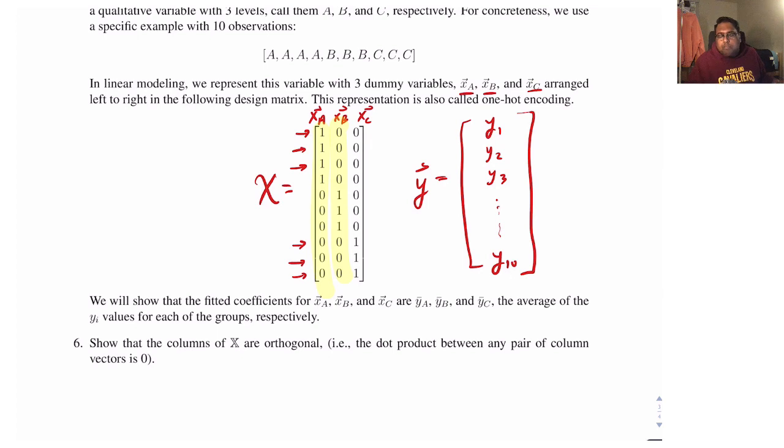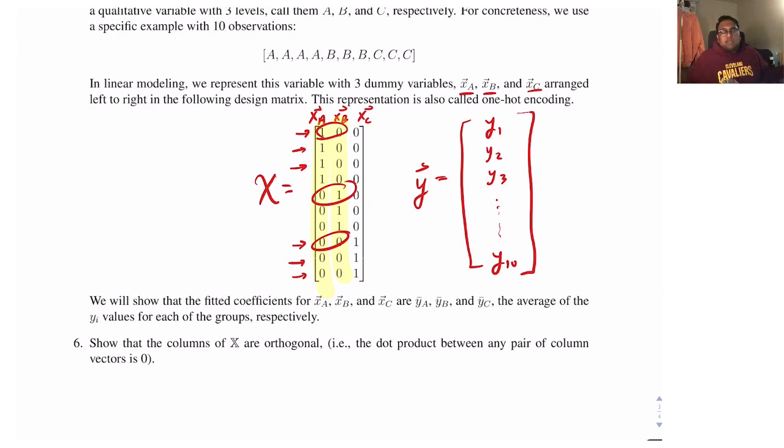And so when I take the dot product of these 2 columns, each term will either look like 1 times 0, like it does here, right? Or 0 times 1, as it does for the b values, or 0 times 0. So each term in my dot product looks like 1 times 0, 0 times 1, or 0 times 0.